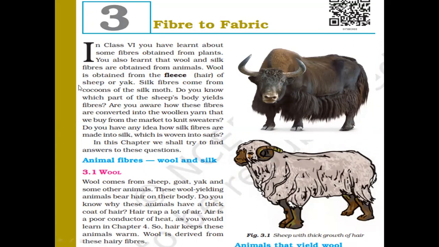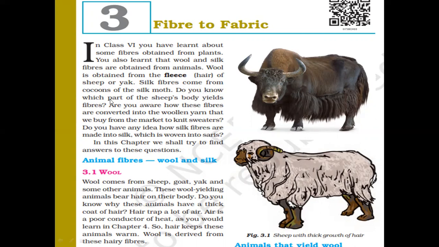Wool is obtained from the fleece. Fleece means the hair of sheep or yak. So here we have the picture of sheep. We see that wool is obtained from their fleece. That is the hair here which we can see. Or the yak. So here is a picture of a yak. So from this hair which we can see, we get wool. Silk fibers come from cocoons of silk moth.